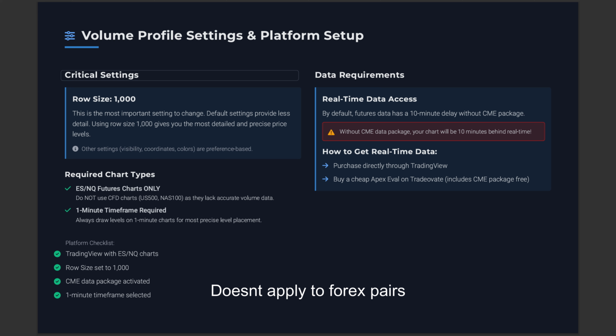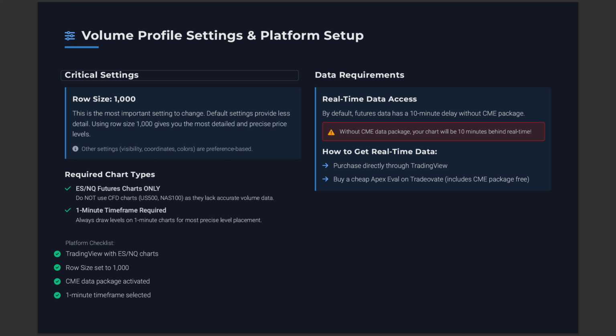You need real volume data for volume profile to work effectively. When you're on TradingView, make sure you're looking at ES for S&P 500 futures and NQ for Nasdaq futures. These are the only charts that will give you the precise volume levels you need. Next, the critical setting. Change your row size to 1000. This gives you the most detailed view possible.